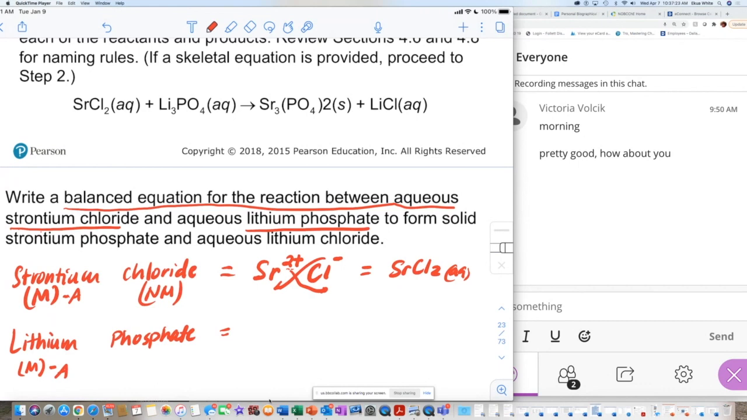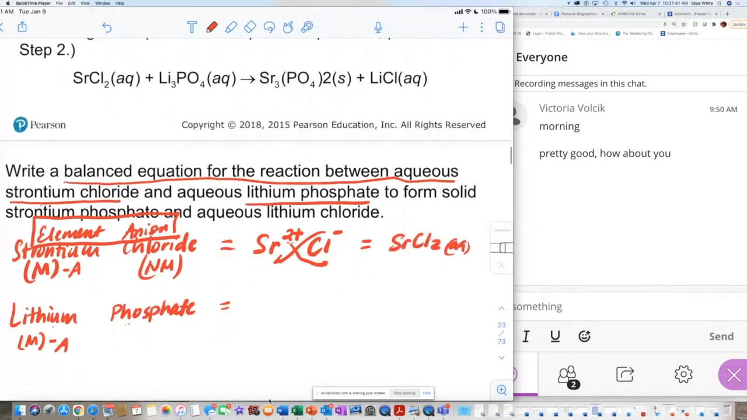So remember, the name will just have two names, right? The element name and then the anion name. So from the template, I can tell what type of compound I'm dealing with. Here it says lithium phosphate.